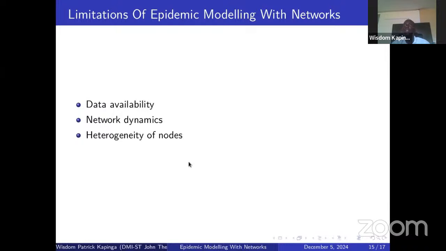There are different networks. For example, every district, maybe every part of Malawi, will have its own nature of network. Maybe one part will have a scale-free network and another part will have a random network. So there is a lot of dynamics on top of networks. And we also talk of heterogeneity of nodes.